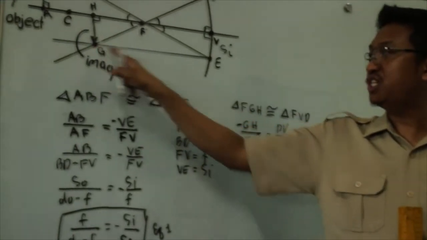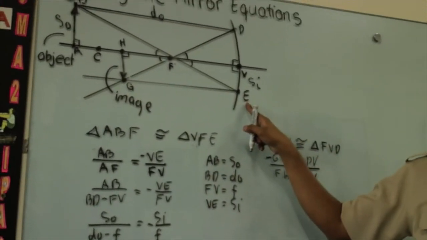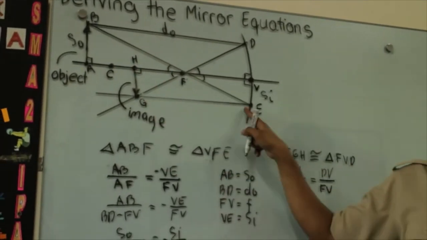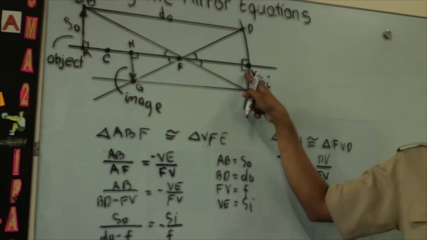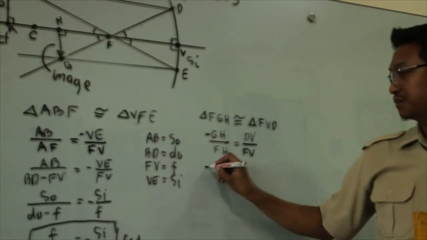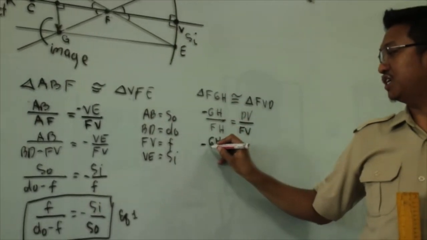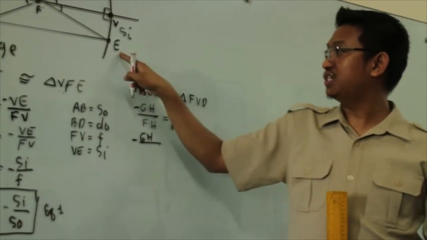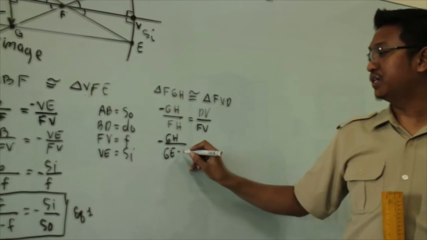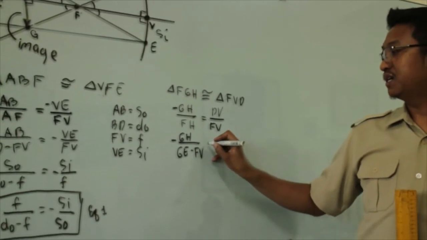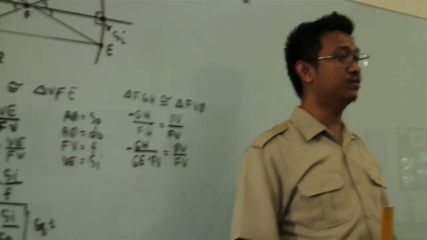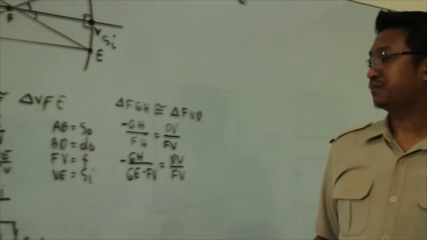Take a look at this. We have GE. Can we say that HF is GE minus FV? Yes. So let's substitute here. GH over FH, which is GE minus FV, is equal to DB over FV. Can you follow? Yes. Okay, next.